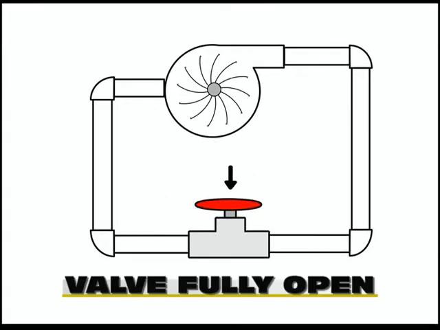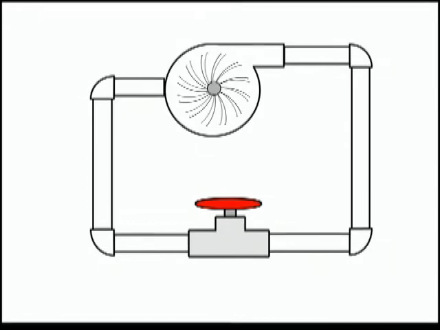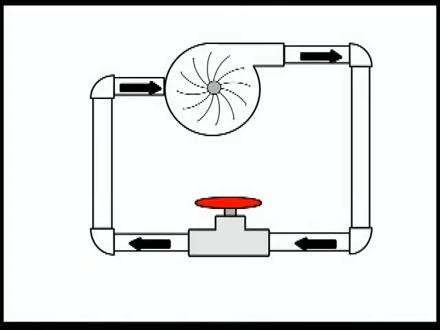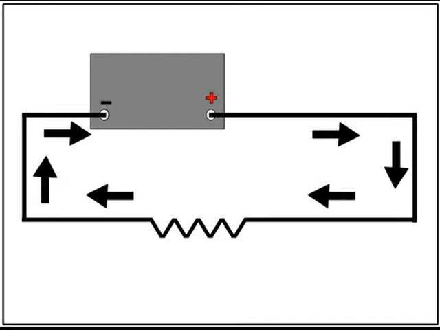We start with the valve open all the way. We start the pump and water flows freely, as indicated by the thick arrows. This is similar to a medium voltage applied across a very low value resistor. The current will be quite intense.